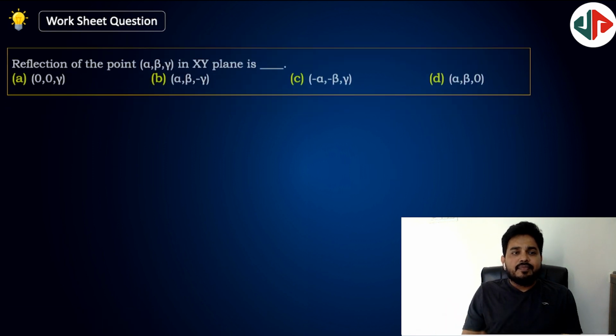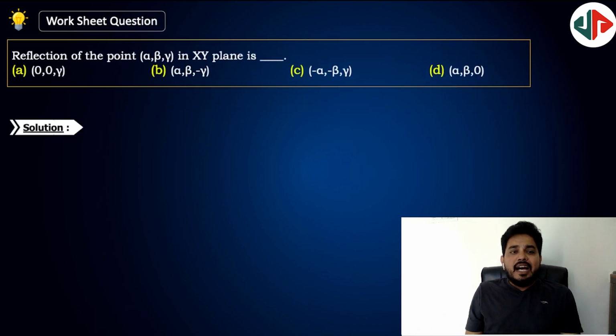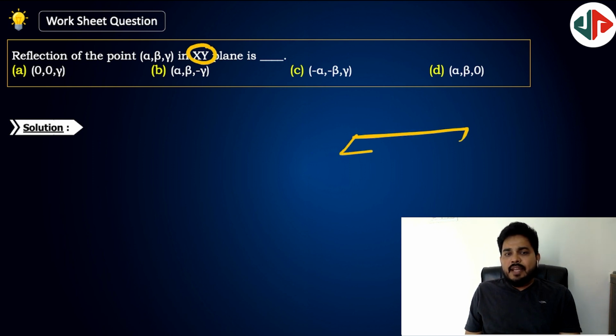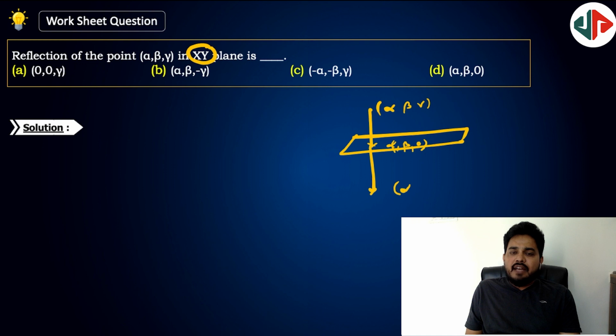Next question, reflection of the point alpha, beta, gamma on the xy plane. So if you are taking this is xy plane, here alpha, beta, gamma. So the foot of the perpendicular will be alpha, beta, 0. So if you take reflection, it will be alpha, beta, minus gamma.